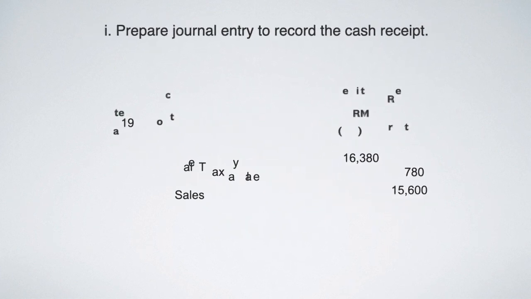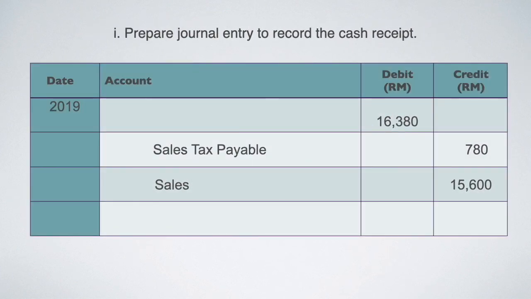Okay, now barulah kita boleh journal nombor ni. Untuk journal nombor ni, okay, pada tarikh transaction, as you can see here, the bank received 16,380 total dia dekat debit sebab you terima duit.